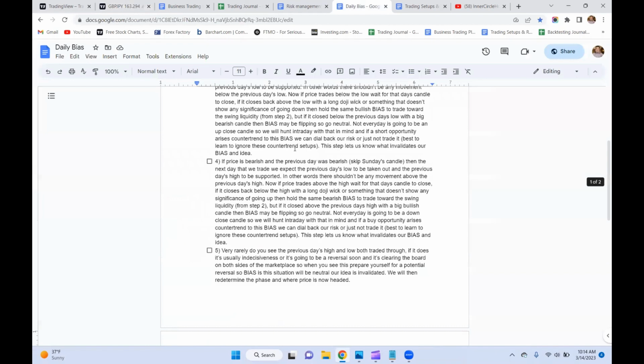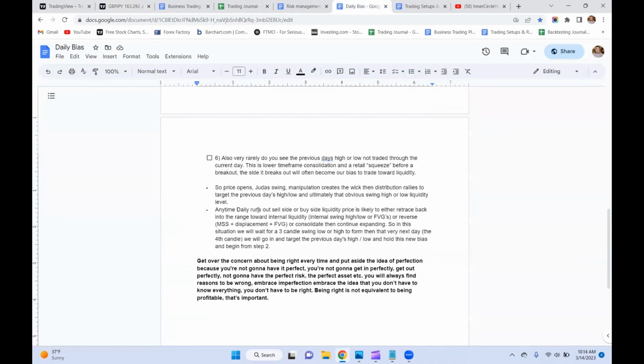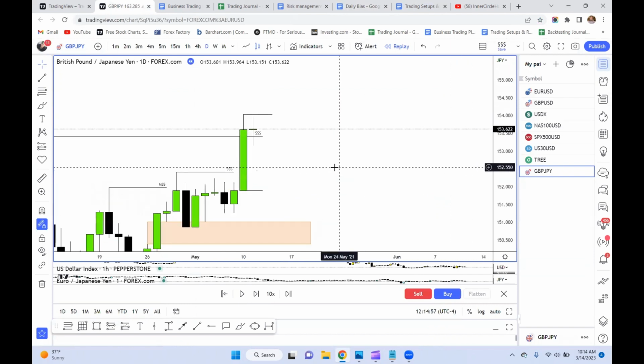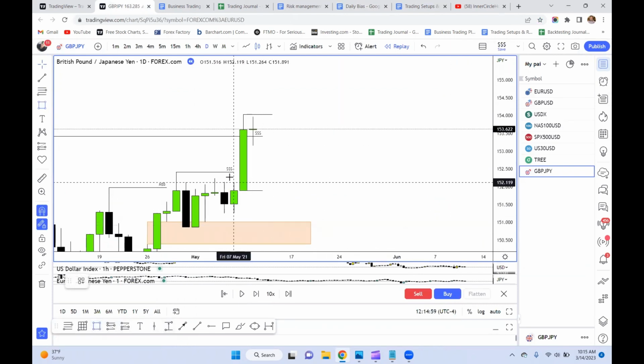we can potentially, because again right here, anytime daily runs out sell side or buy side liquidity, price is likely to either retrace back into the range toward internal liquidity, or reverse, or consolidate. So in this case, you could see that it created this big daily fair value gap right here.